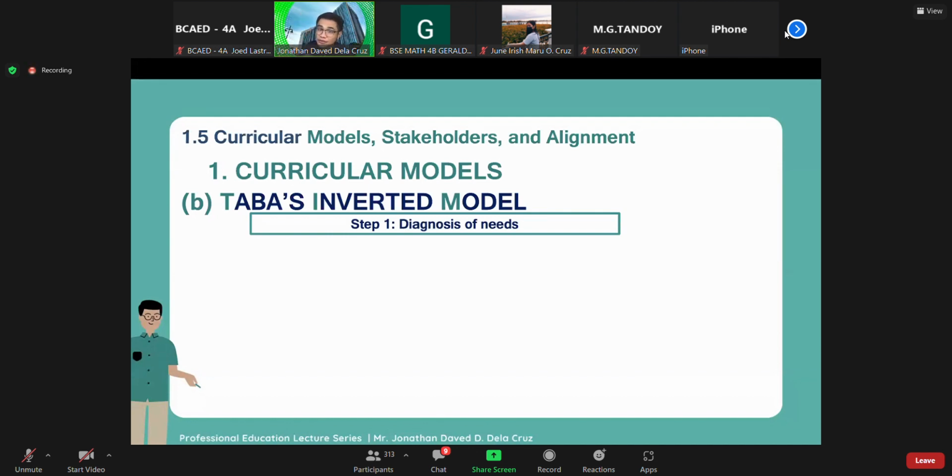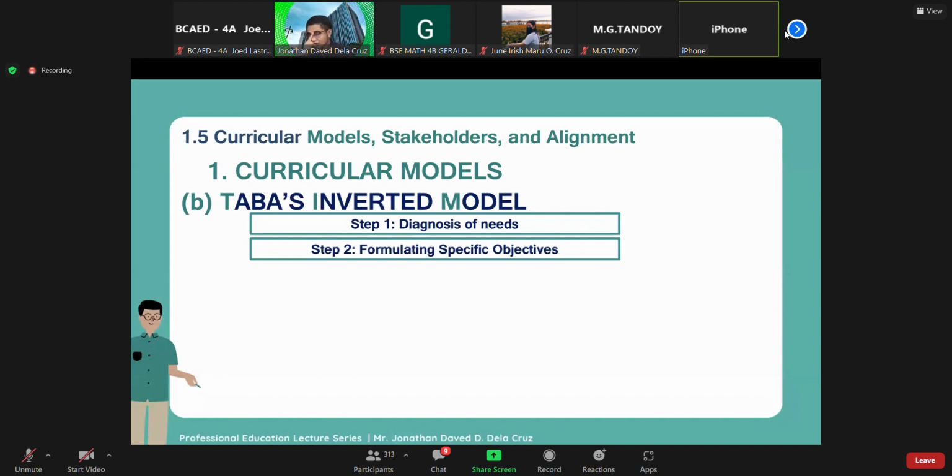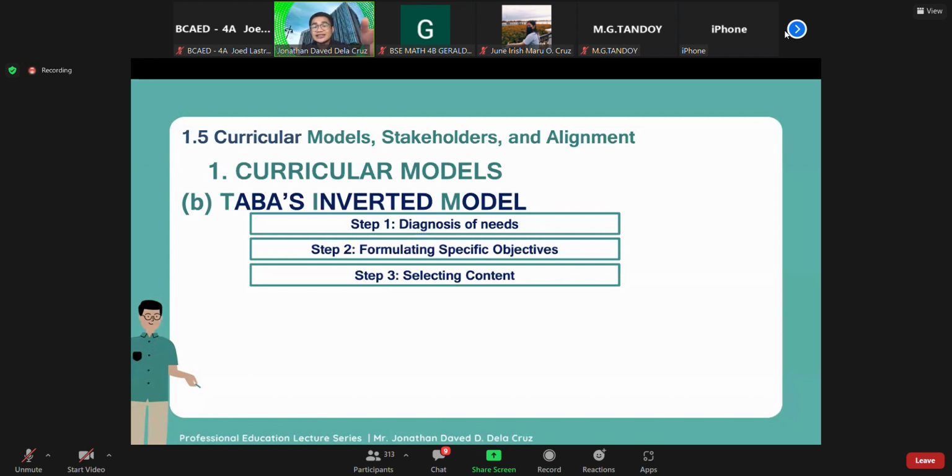You need to know what are the needs of your students before you create your objectives. Nakakasabay ho ba? Bottom up ito. Grassroots model, magda-diagnose muna ng needs ng student bago ka mag-create ng objectives. Hindi ka mag-create ng objectives bigla-bigla. The third one is selecting content. So once you've already identified the needs of your students, you develop the objectives, and then you decide to select the content. So select your content na.